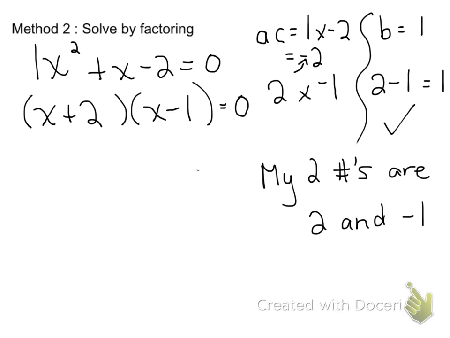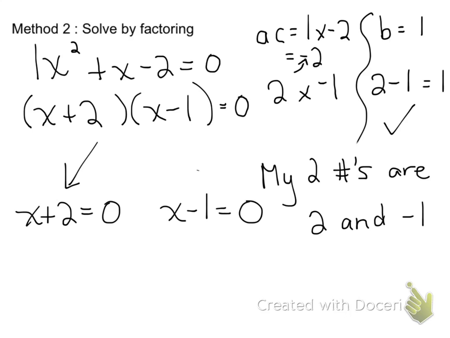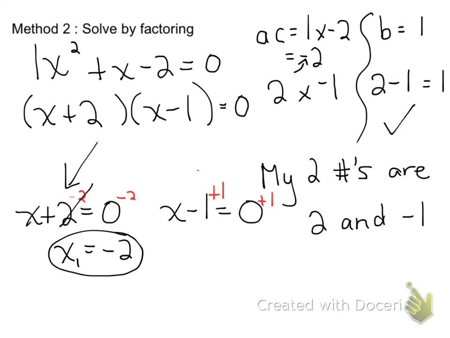This is factoring. We still haven't solved. So what we're going to do is put x plus 2 equal to 0 and set x minus 1 equal to 0. To cancel out my positive 2, I'm going to have to subtract 2 on each side, which means that my x is going to be equal to -2. That's my x1. I'm going to do the same thing on this other equation. Instead of, to take away -1, we're going to add 1 on both sides. And that means that I'm going to have x2 equals +1.